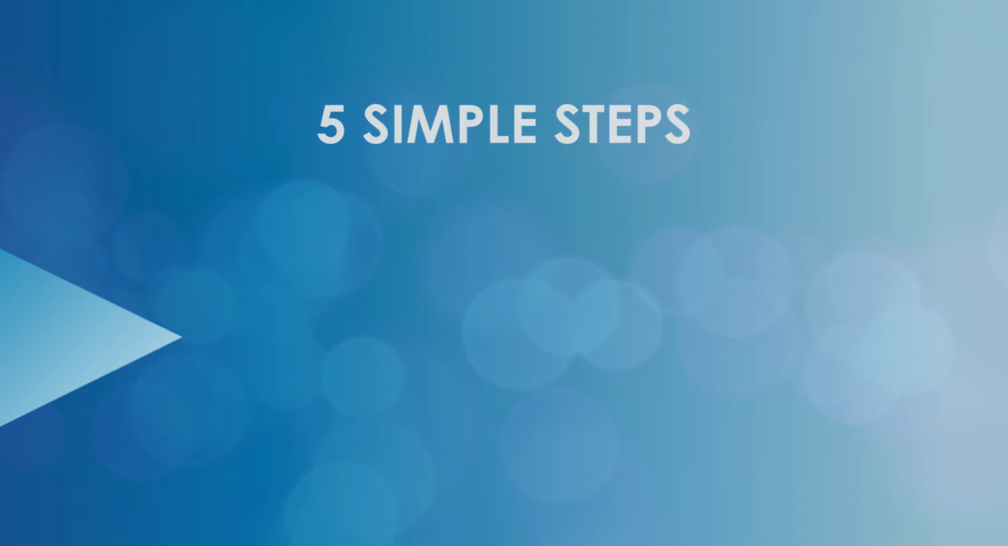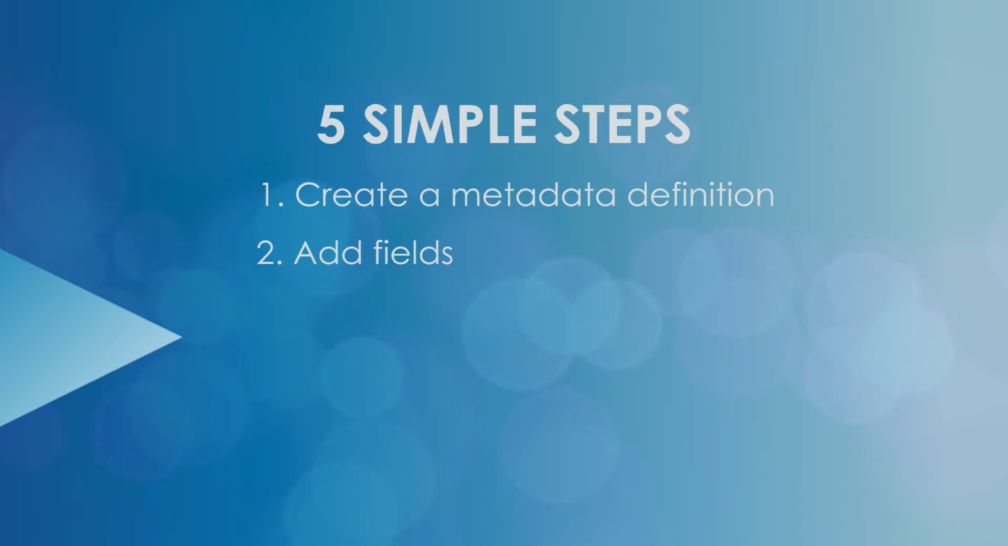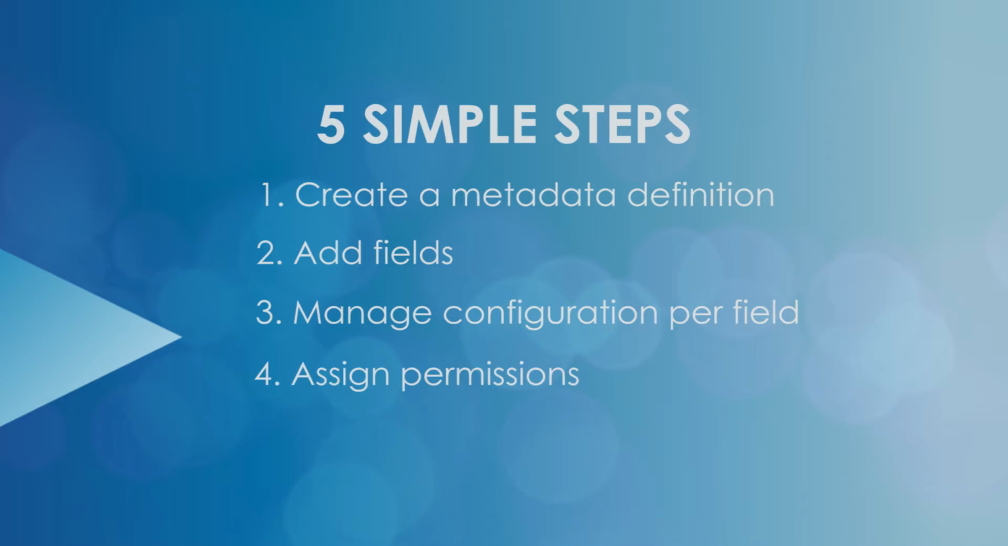I will show you in 5 simple steps how to create a metadata definition in Mio. Step 1. Create a metadata definition. Step 2. Add fields. Step 3. Manage configuration per field. Step 4. Assign permissions. Step 5. Save the object type.